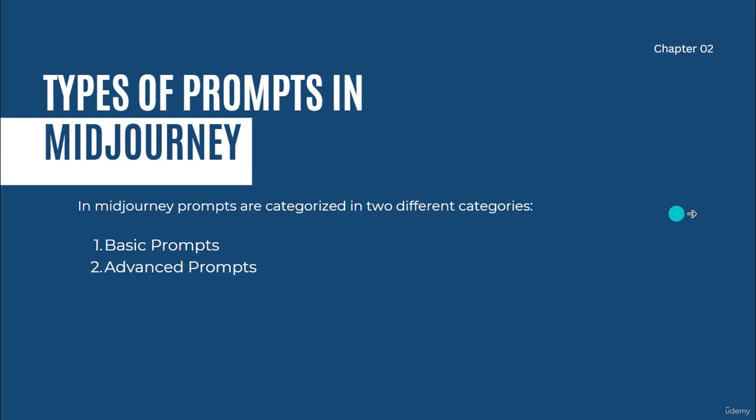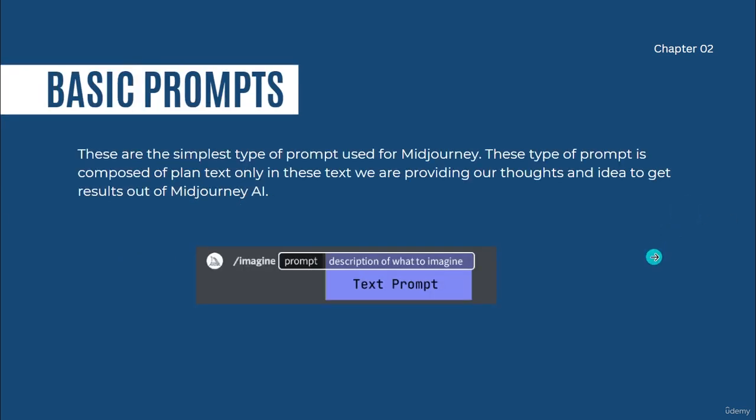The first thing is the basic prompt. These are the simplest types of prompt used for Midjourney, and these types of prompt are composed of plain text only. As I told you, in this text we are providing our thoughts and ideas to get results out of Midjourney AI. So what is actually happening inside this basic prompt? As you can see in this picture, we are using this imagine tag, which is initializing our box of prompt where we can write some prompt in the form of text.